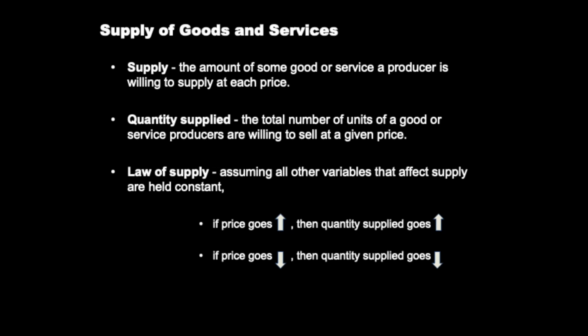Supply of goods and services. Supply is the amount of some good or service a producer is willing to supply at each price. Quantity supplied is the total number of units of a good or service producers are willing to sell at a given price. The law of supply, assuming all variables that affect supply are held constant: if the price goes up, then the quantity supplied goes up. If the price goes down, the quantity supplied goes down.